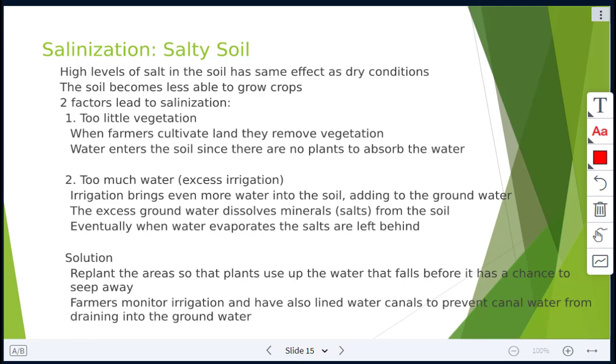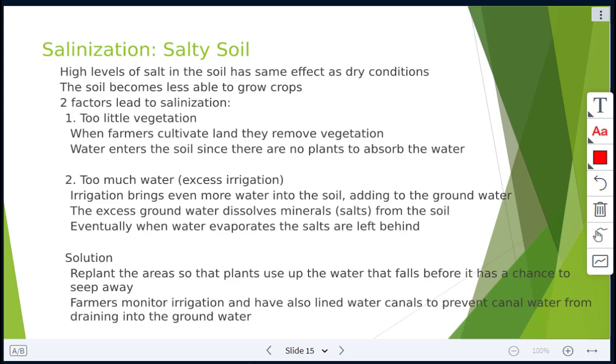Okay, so today's topic on soil, we're going to talk about maintaining the soil, and we're also going to talk about some issues that can happen with soil. So the first one we're going to talk about is salinization, which is salty soil. Basically, if there's high levels of salt in the soil, it's going to have the same effect as dry conditions. So the soil becomes less able to grow crops.